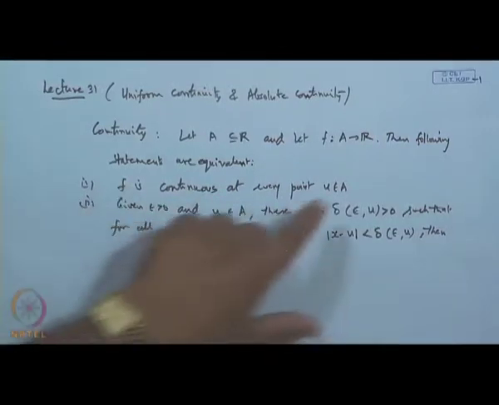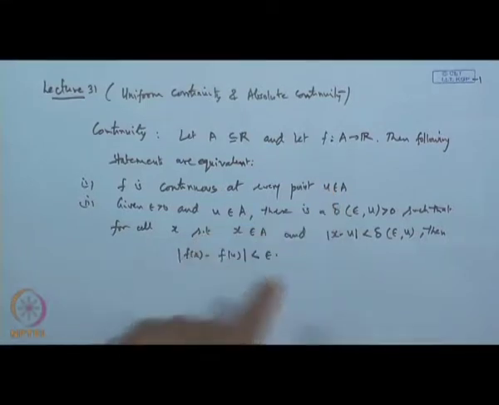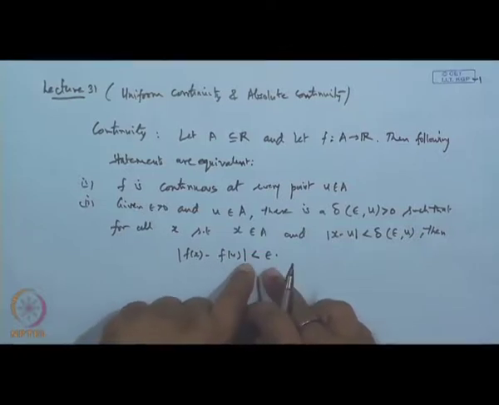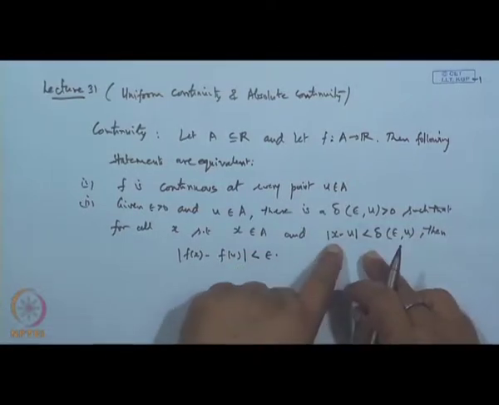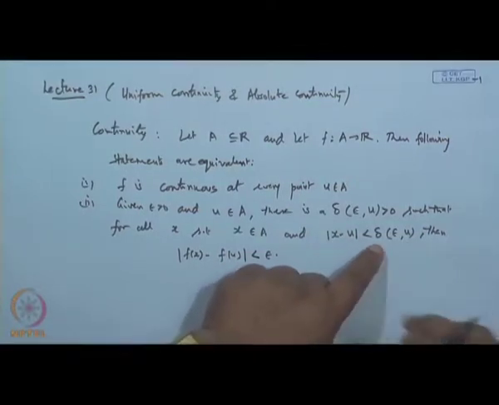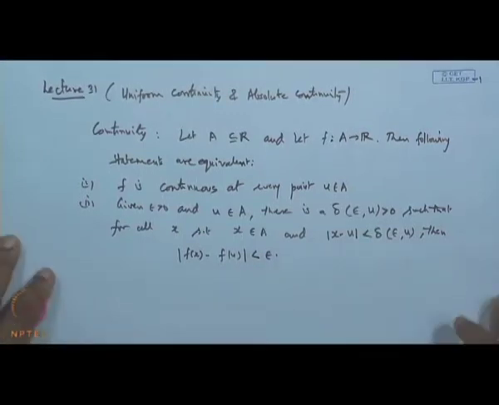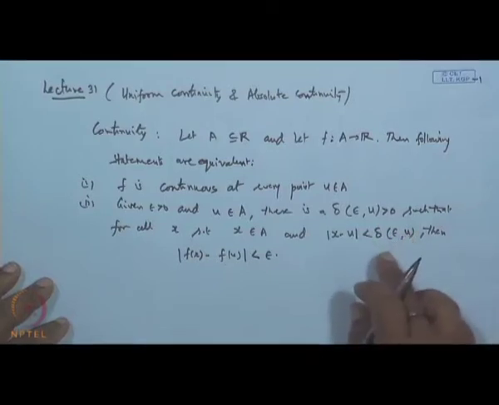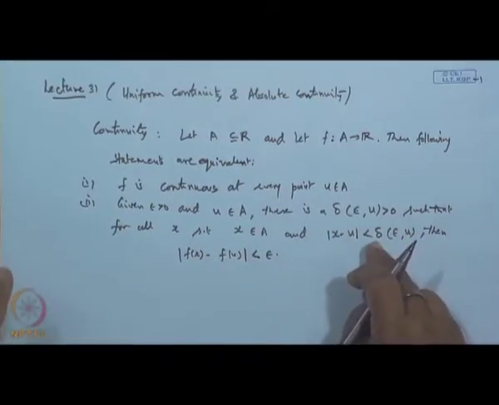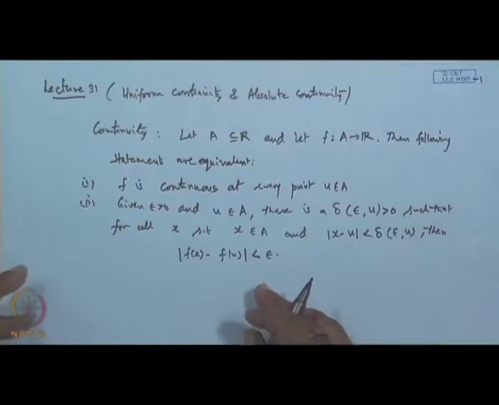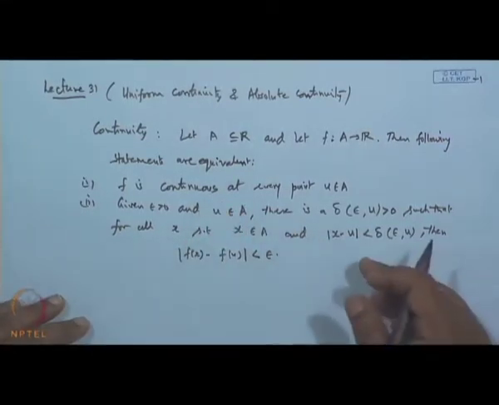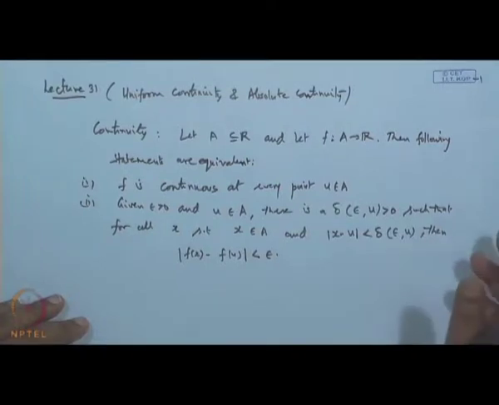A function is continuous at a point u if for a given epsilon there exists a delta such that mod of f x minus f u is less than epsilon whenever mod of x minus u is less than delta. And here we have seen that this delta depends on the point. If I change the point, the delta will correspondingly change. Okay. So, what does this show? This shows the function f changes its behavior when the point changes.